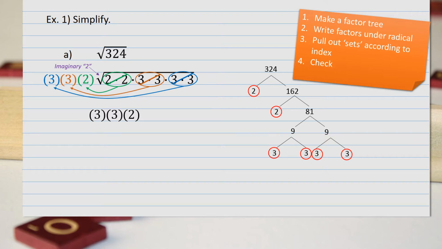So now we multiply these values. 3 times 3 times 2 is 18. So 18 is the square root of 324. The last step is to check. And to check would mean multiply 18 times 18, and you should get the number 324.